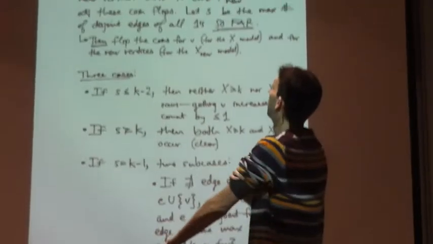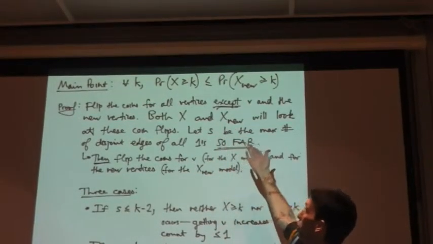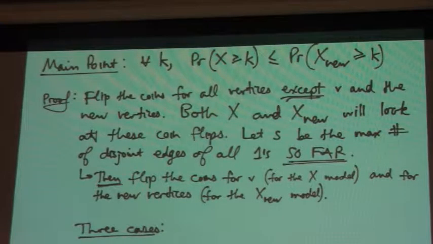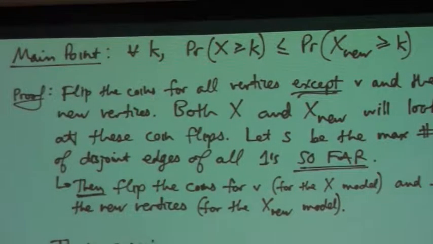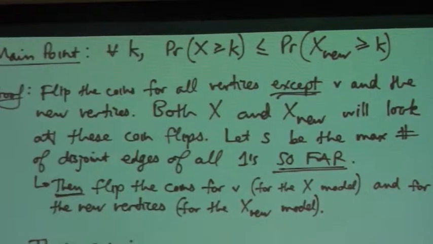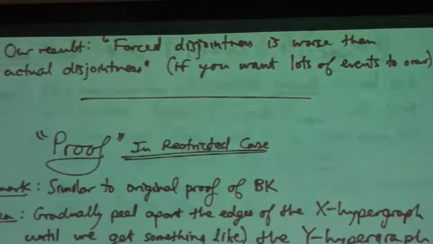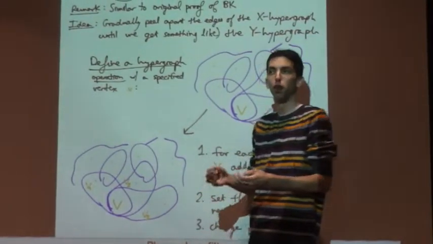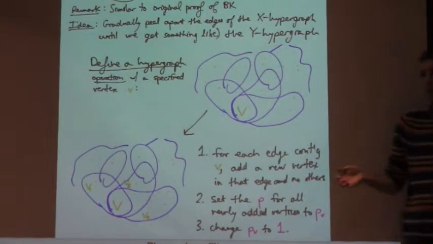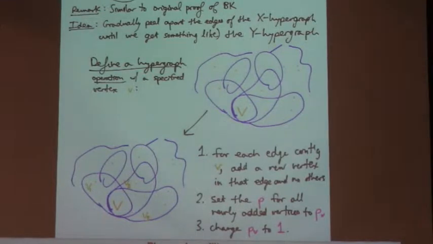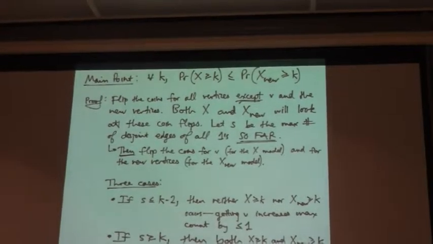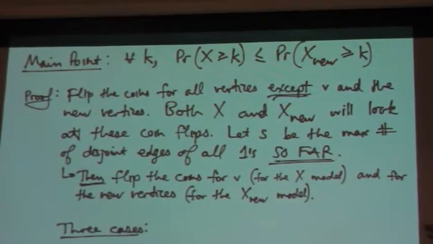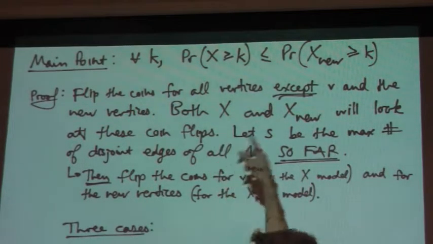Main point, and this is essentially the whole proof: for all k, the probability that the original x was at least k is at most the probability that the x in the new hypergraph is at least k. In some sense, when we go from here to here, we improve the situation as far as finding a large number of disjointly occurring things. So let's prove that. Fix k, and I need to prove the inequality at the top.